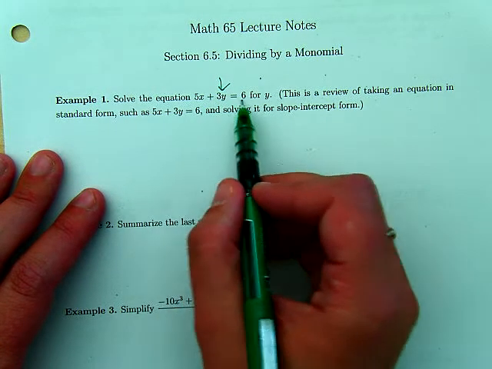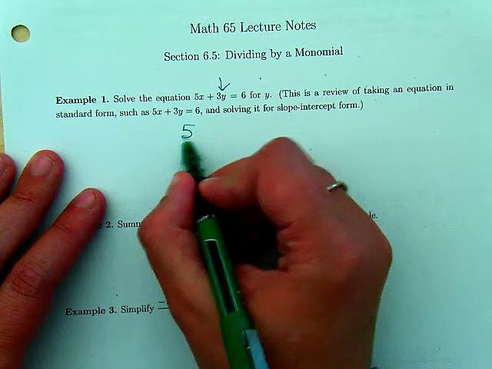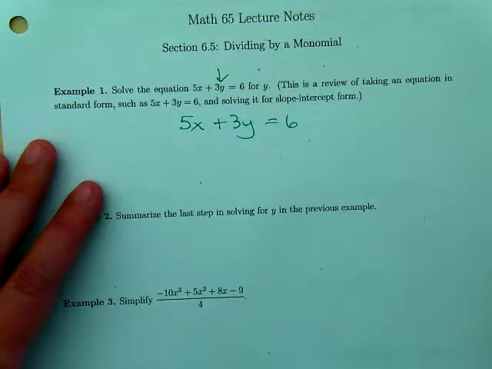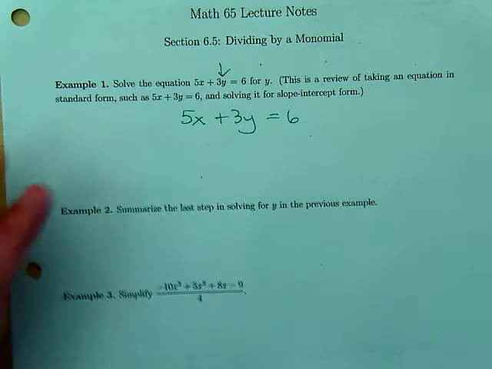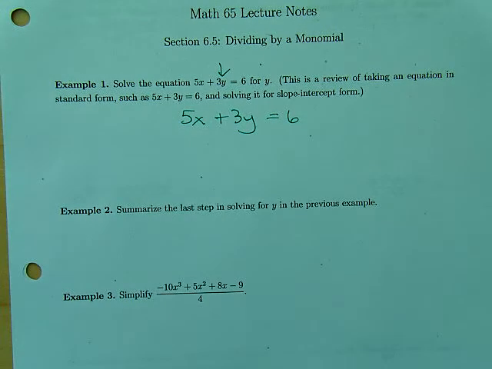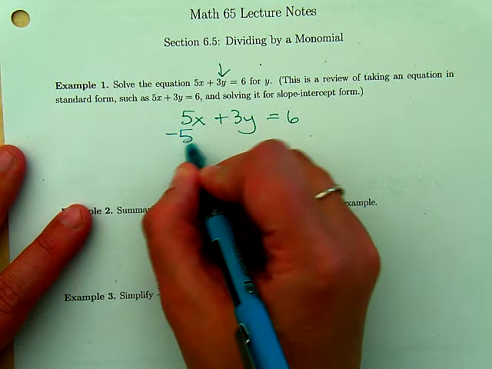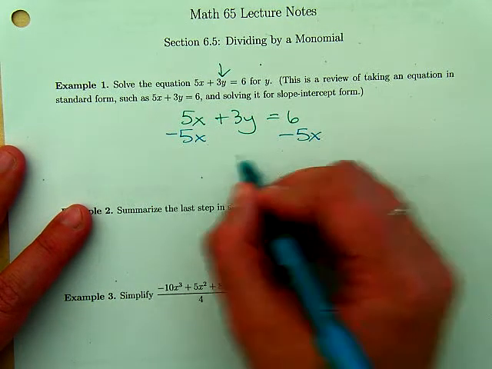So this is standard form of a linear equation. How would we solve for y? Who can tell me? What would you do to get y by itself? Minus 5x from both sides?